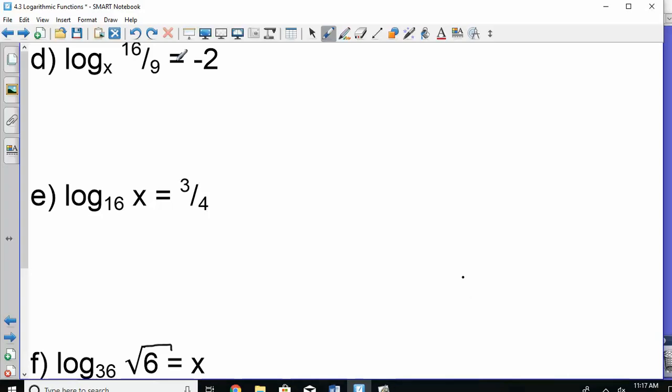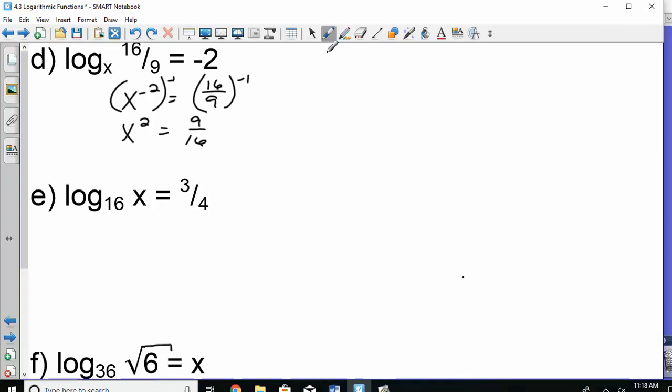x to the negative 2 equals 16 over 9. Okay, so we're solving exponentials. Now I'm assuming you probably didn't care for the negative exponent so much. There's several ways we could get rid of this. What'd you do? Can you turn it to x squared equals 9 over 16? Yes. He essentially took each side to the negative 1 power. Negative 2 times negative 1 is positive 2. 16 over 9 to the negative 1, that would just flip it. 9 over 16.